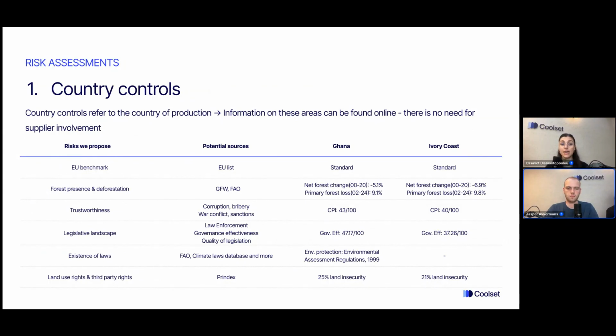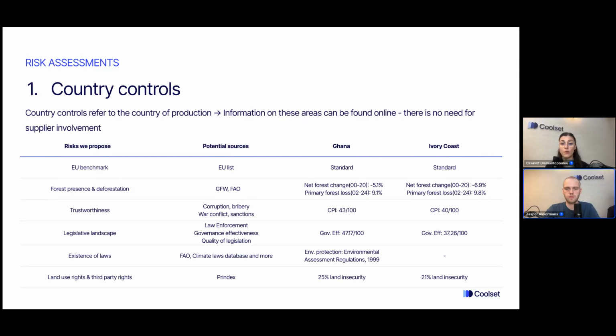Then we also need to assess the country's overall trustworthiness, and this can happen through taking into account corruption, bribery, war conflict, any sanctions in the country. Furthermore, we are going to check the legislative landscape of the country, which can happen through indicators like law enforcement or governance effectiveness. Furthermore, we also need to cross-check if any laws exist in terms of environmental protection, indigenous land rights in general, and more.